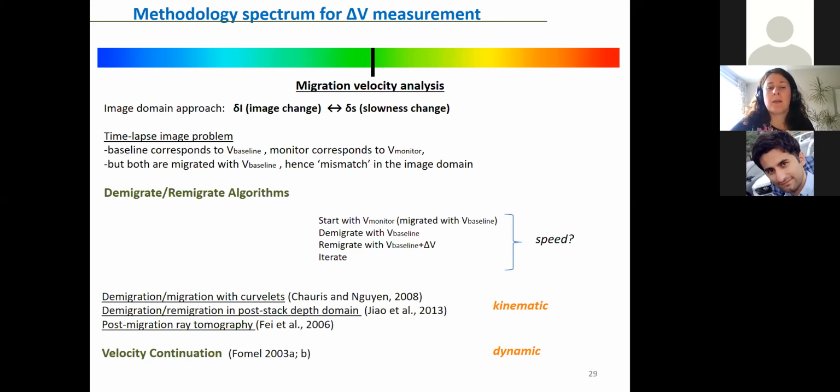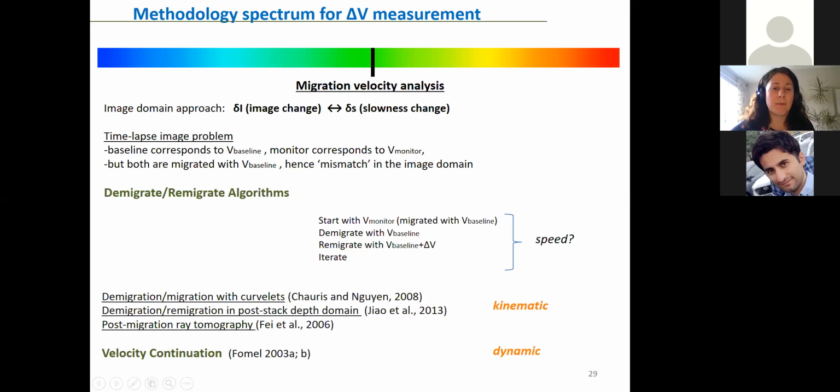But then FOML has another category of migration velocity analysis, which is through velocity continuation, which is now looking at not just the kinematic aspect, but also the dynamic aspect. And this velocity continuation, like all these methods, there is a mathematical rationale and derivation behind it.